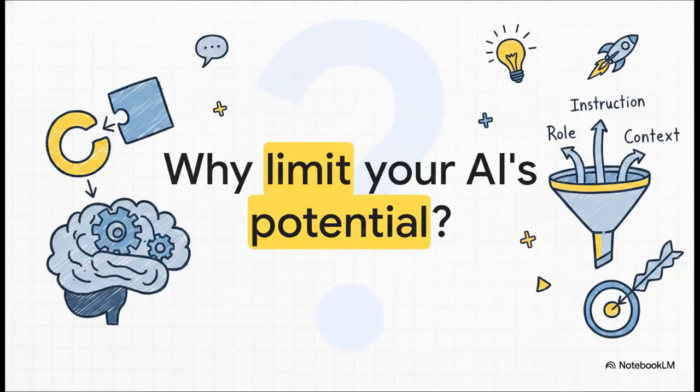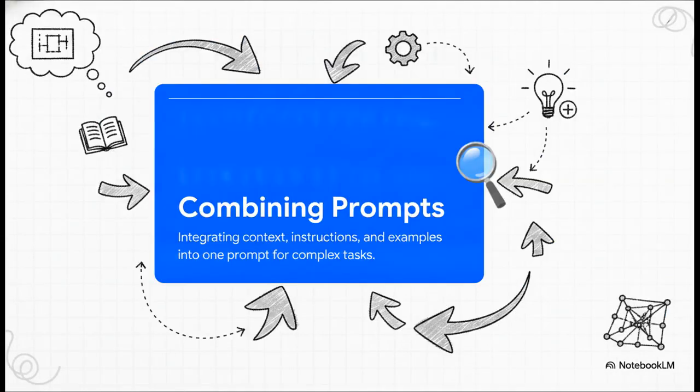I mean, you probably already know how to give a direct instruction, right? Or maybe you've played around with assigning a role to an AI. But the real magic happens when we start treating these techniques like puzzle pieces. Why limit your AI's potential by only handing it one piece at a time? Think about it. When you just use an instruction, sure, the AI might get the job done, but it's probably going to lack the right tone. And if you just give it a role, it might sound fantastic, but totally miss the actual goal of your task. It's when we bring these elements together that we finally stop getting generic, run-of-the-mill answers and start getting absolute precision. Think of this as creating a structural blueprint for your AI.